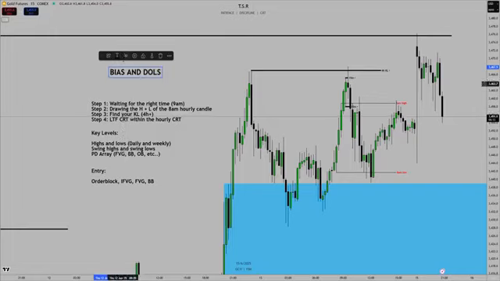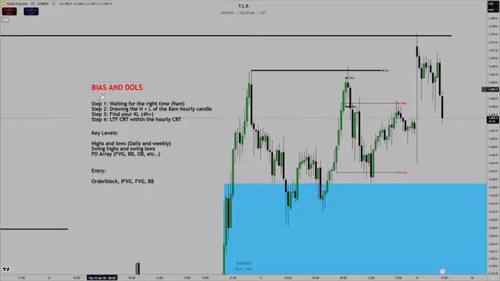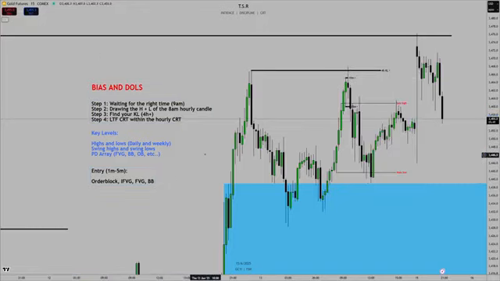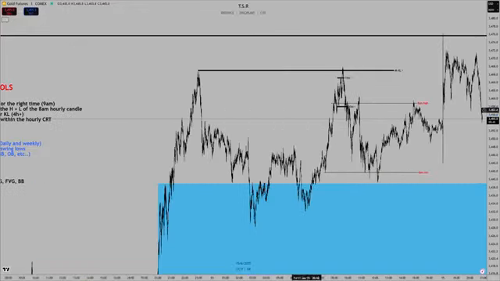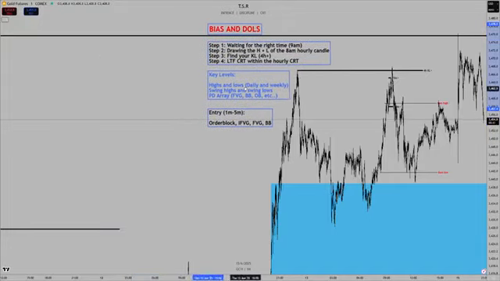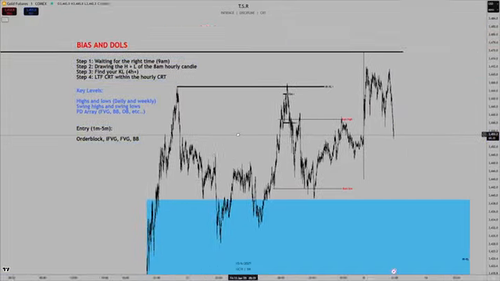So bias and draws on liquidity. This is number 1. This is number 2. This is number 3. And finally, number 4 would be the entry. Okay? For your entry, where are we going to go? The 1 minute to 5 minute time frames. So we'll hop down to the 1 minute and look at what happened here. Let's just move this over so we can keep it in frame. There you go.